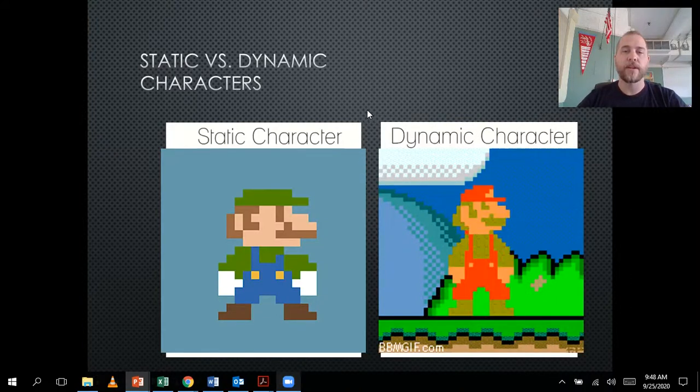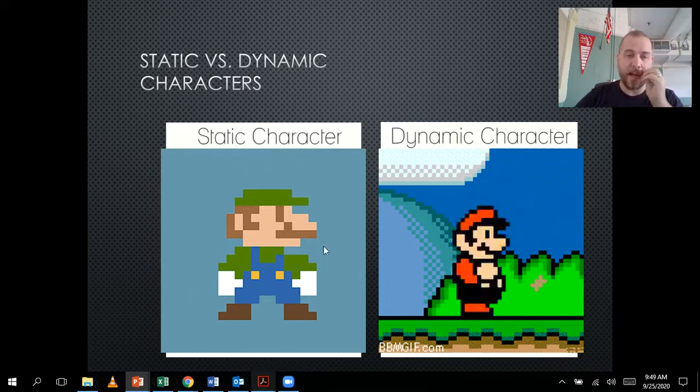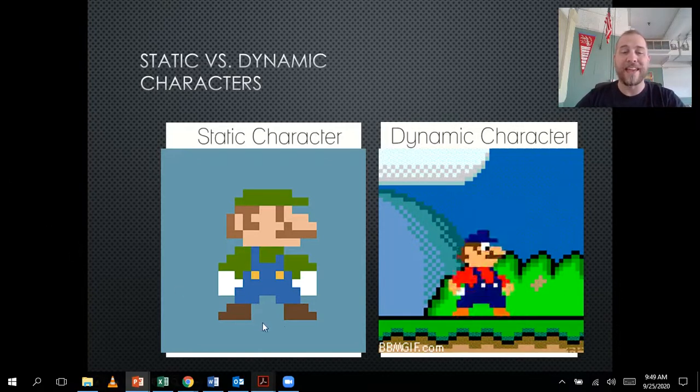Now, not all characters are the same. Sometimes characters stay the same, right? Most of your characters in your story, especially your ancillary characters, are going to be static characters. They stay the same at the beginning of the story as they are at the end of the story. You don't want much change. Whereas dynamic characters, who are usually either your protagonist or your antagonist, they change throughout the story.